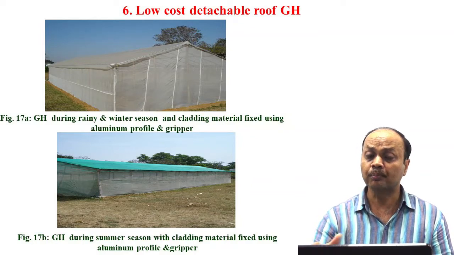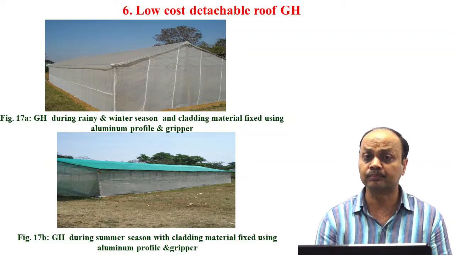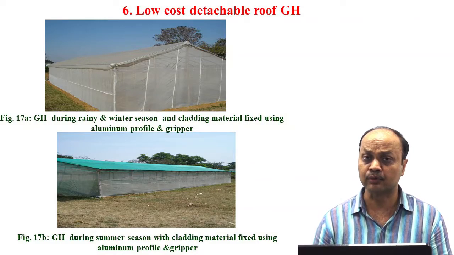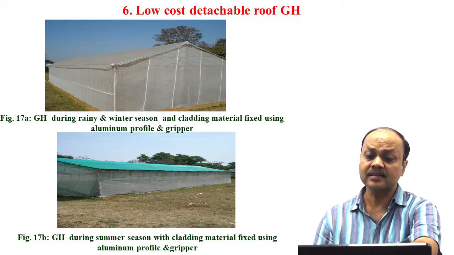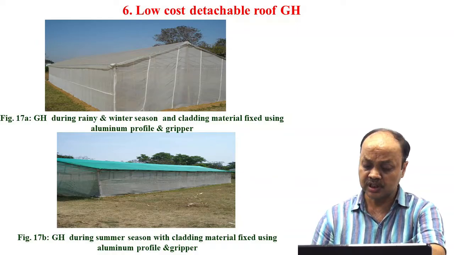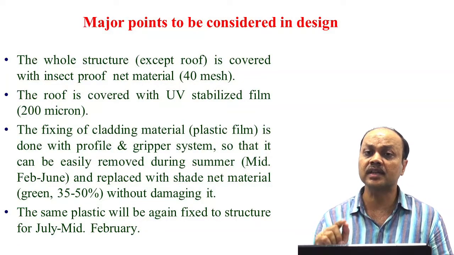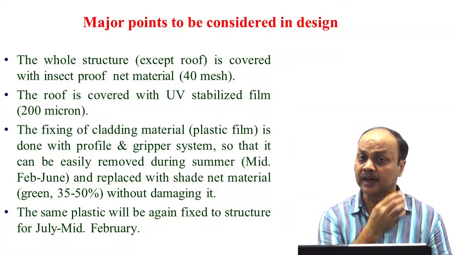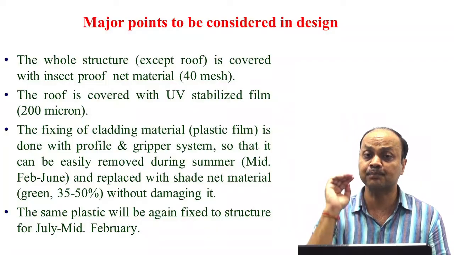Okay, so based on all the three properties of the insect net, shade net and your poly house, we have developed a low cost detachable roof greenhouse. What is a low cost detachable roof greenhouse? We can say in the same structure that you are using, the whole structure is covered with insect proof net, 40 mesh insect proof net material. Okay, the whole structure except the top.